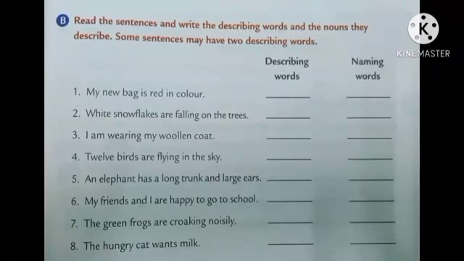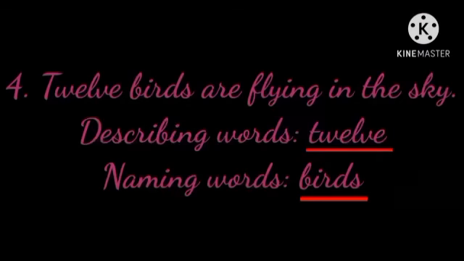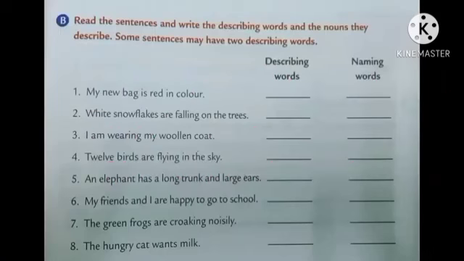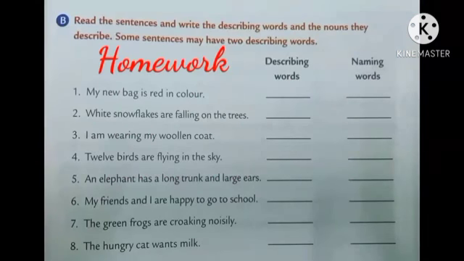The fourth one, 12 birds are flying in the sky. So what is the naming word in this sentence, children? Birds. And what is the describing word? 12. So the answer for the fourth one is 12 birds are flying in the sky. The describing word is 12 and the naming word is birds. So children, like this you have to do the rest of the question on your own. So this is the homework given to you.